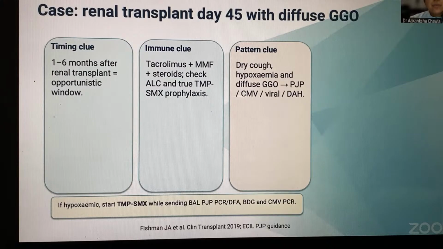Immunological clue. The patient was a post-transplant, on triple immunosuppression with TAC, MMF and steroid. You need to check his absolute lymphocyte count and whether he was actually started on PCP prophylaxis or not. Now the patient has cough, has diffuse ground glassing, is hypoxemic. So you need to keep the possibility of pneumocystis jirovecii, CMV, viral, and possibility of DAH as well. But remember, if the patient is hypoxemic, start trimethoprim-sulfamethoxazole while you're sending your BAL for PCP as well as CMV.